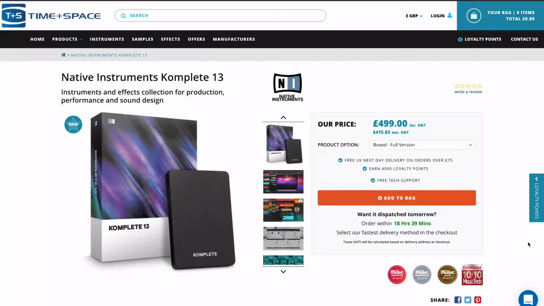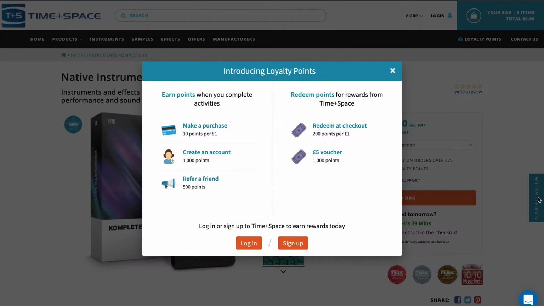But I didn't buy Kontakt full edition on its own, I bought it as part of a bundle. If you buy Komplete 13 right now, it will cost you around £500, £499. And if you go and buy it from one of the retailers like Time and Space, then you can get it shipped to home as a full hard drive, but also you can get some money back. Now, they provide a loyalty program, so I think you get around £20 back on your purchase.